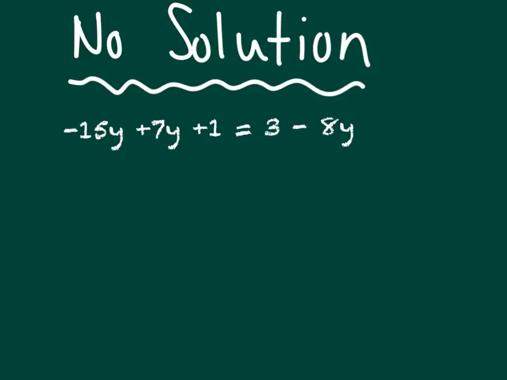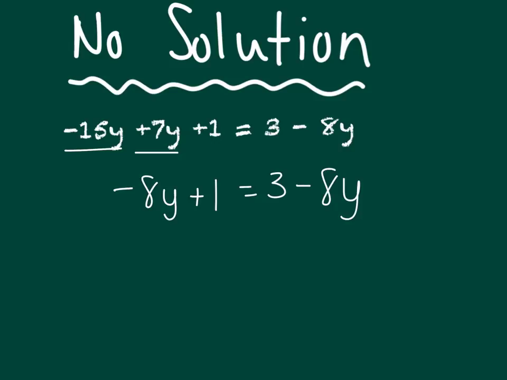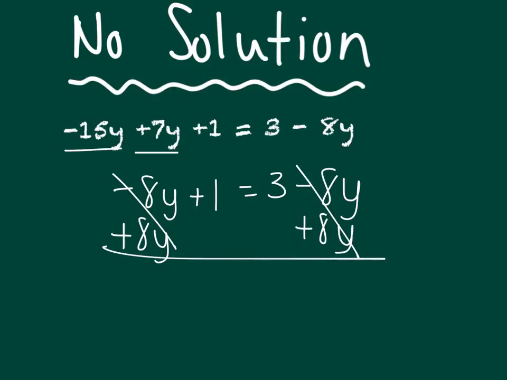Now let's take a look at a no solution example. The first thing we're going to do is combine like terms, and negative 15y plus 7y is negative 8y, plus 1 is equal to 3 minus 8y. And then we're going to add 8y to both sides. And we see that they both cancel out, and we're left with 1 is equal to 3. And we know that 1 is not equal to 3, so this is a no solution.